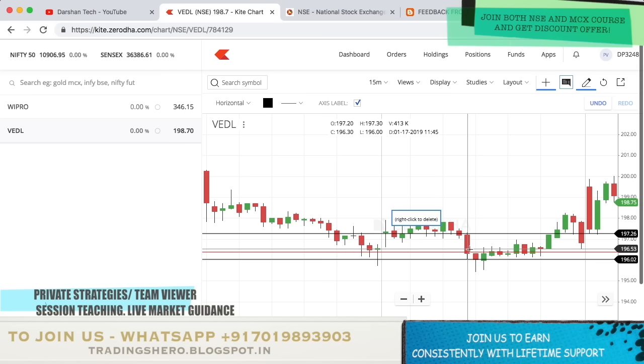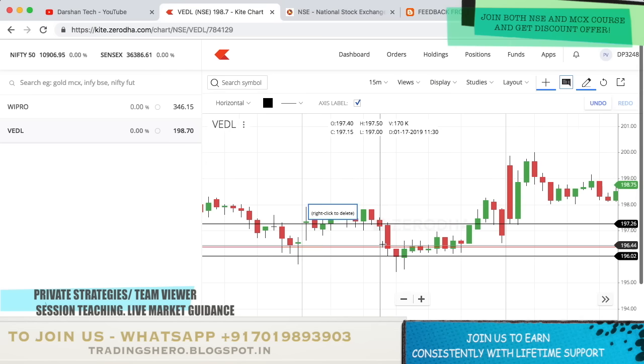So now if it breaks the low, you will go and sell. If it breaks the high, you will go and buy. Here, as you can see, the high has been broken and the low has also been broken. If you have kept the 0.3% target, the low is achieved. The low of this candle is 196 and this low is 195.40. So 0.3% is achieved, but if you have kept 0.5%, the stop loss is hit. You can keep the stop loss as 0.5%.